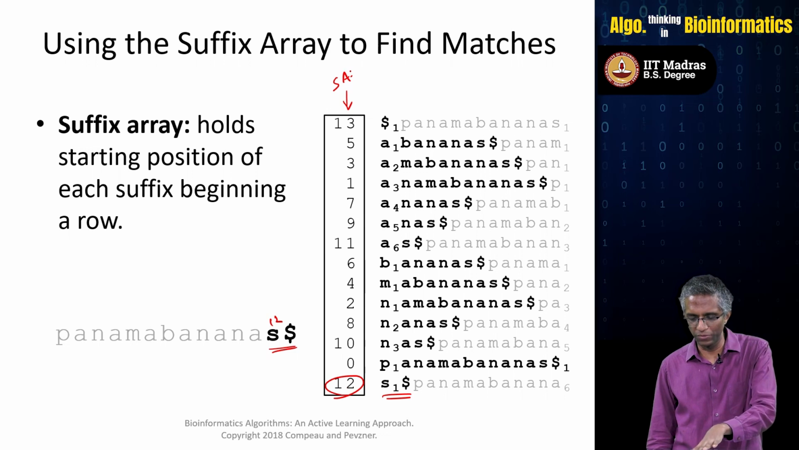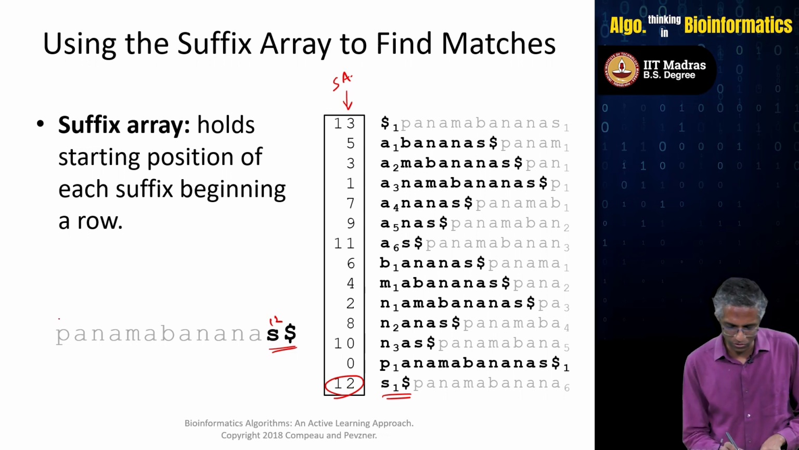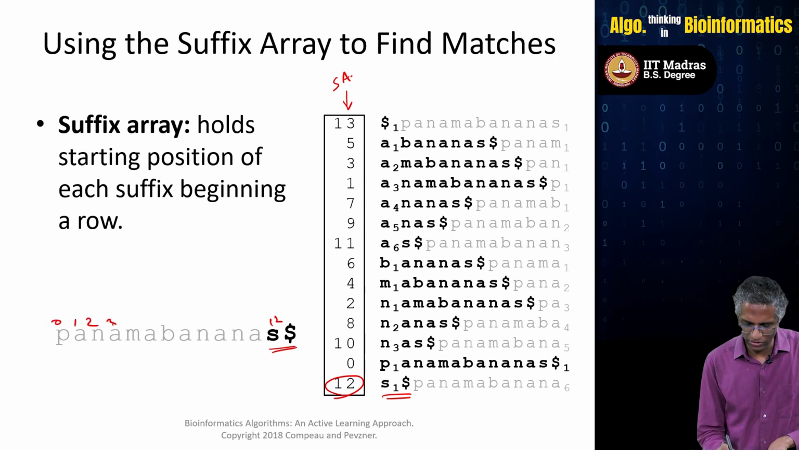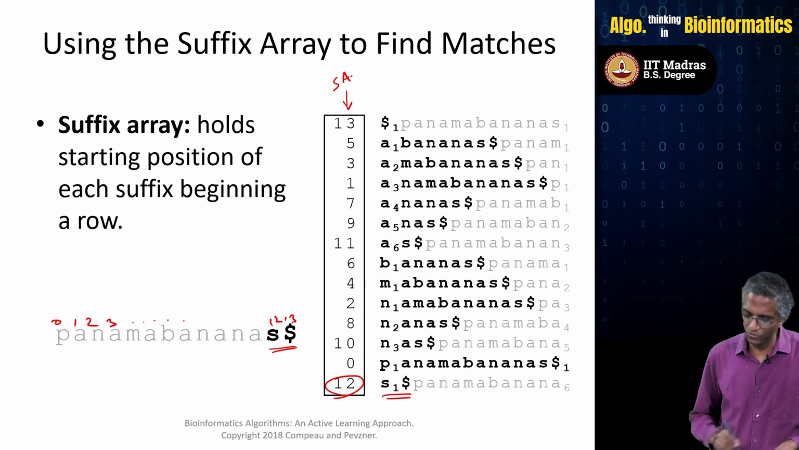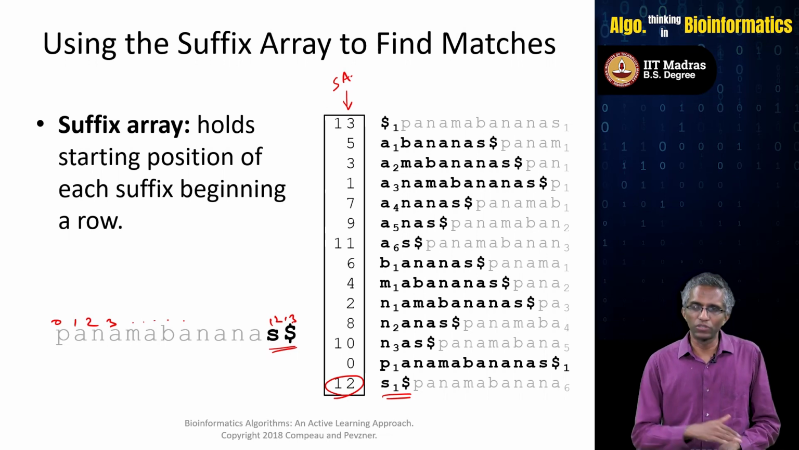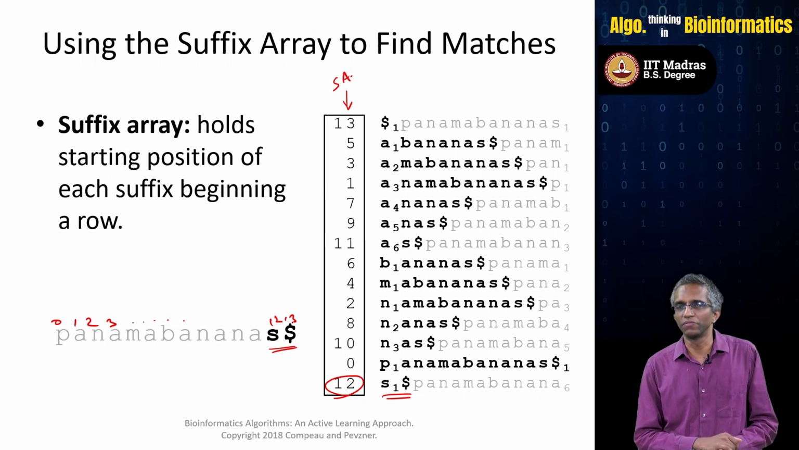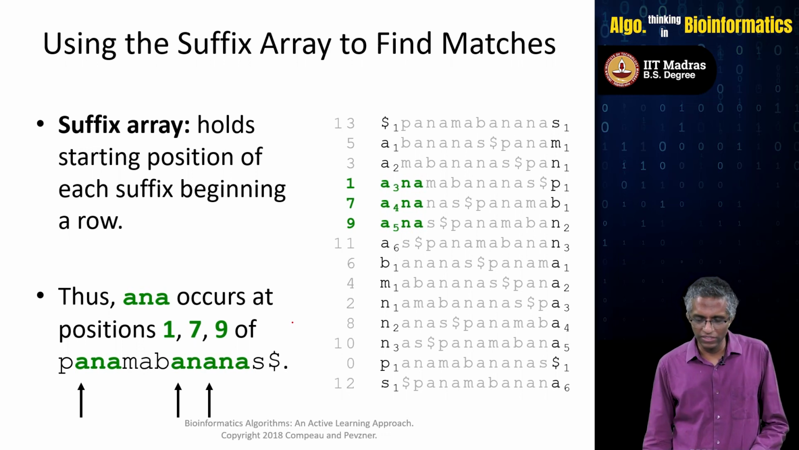The suffix array will have all the values from 0 to 13, because 0 will be the first suffix, then the second suffix, the third suffix, and so on until the final suffix, which is 13. All these numbers from 0 to 13 will be in some sorted order based on the lexicographic sorting of the suffixes. And like I said, ANA occurs in these rows, and then positions 1, 7, 9 of Panama bananas will give you the exact locations where the patterns are starting. So the suffix array will hold the locations of this Burrows-Wheeler matrix.